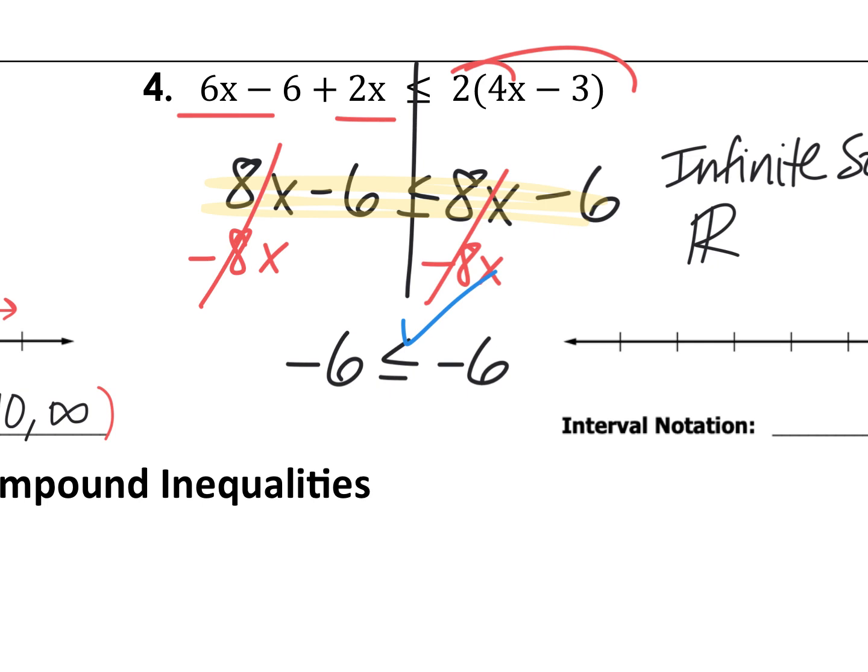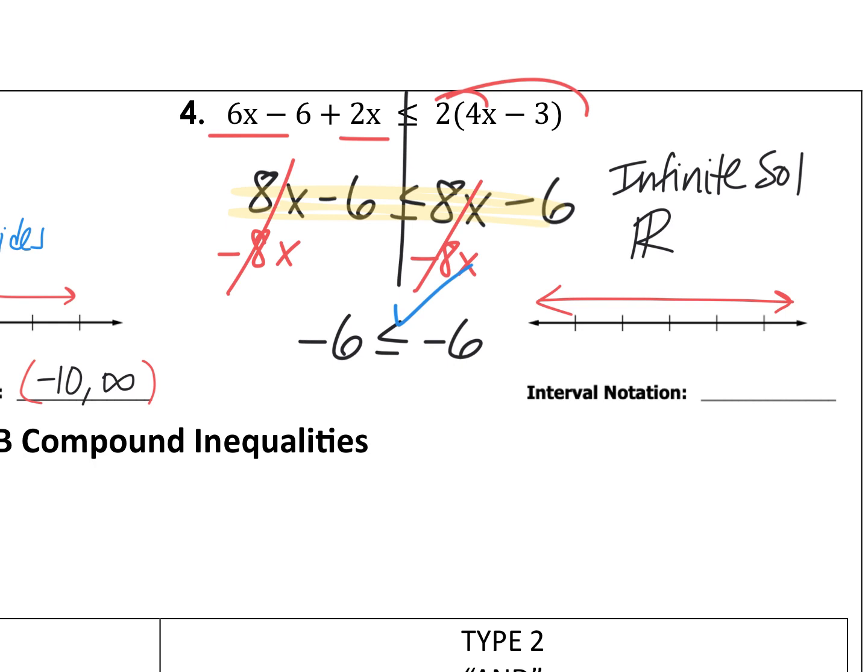Because when you go to graph it, what's it going to look like? It's all of it. It's the entire number line. Okay? And that's why all real numbers make sense, I decided. Because it's the entire number line. Any number you plug in will make it work. And so you are okay, which means that when you do your interval notation, it's literally, yes, negative infinity to positive infinity. Okay?